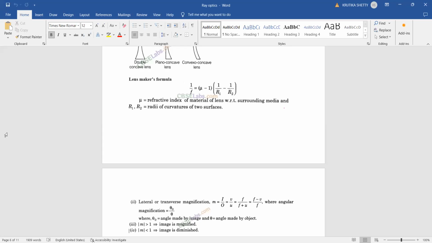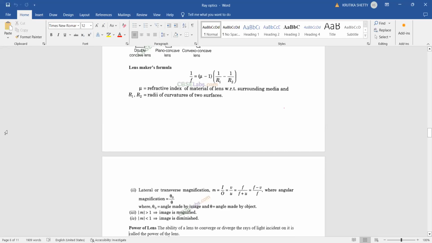Okay, so this is the lens maker's formula. They use it for the preparation of lenses. The lens specs we use are manufactured using this formula, based on the radius of curvature or the focal length.